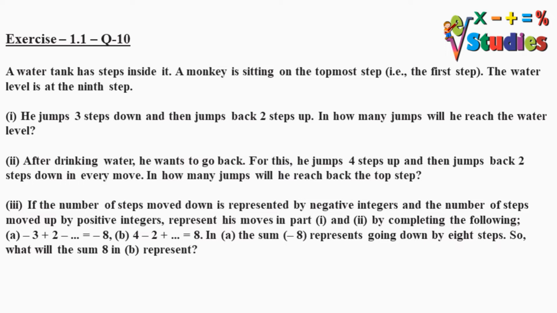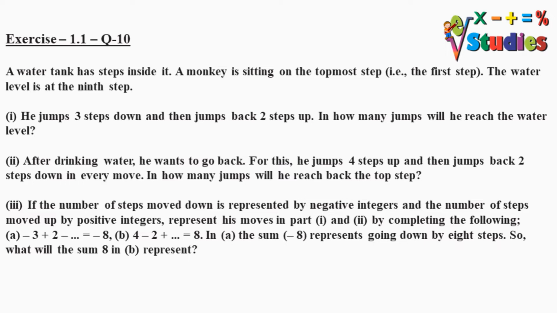So here they have given altogether 3 questions. The first one is that he jumps 3 steps down and then jumps back 2 steps up. In how many jumps will he reach the water level? That's the first question. The second one is, after drinking water, he wants to go back. For this, he jumps 4 steps up and then jumps back 2 steps down in every move. In how many jumps will he reach back the top step?